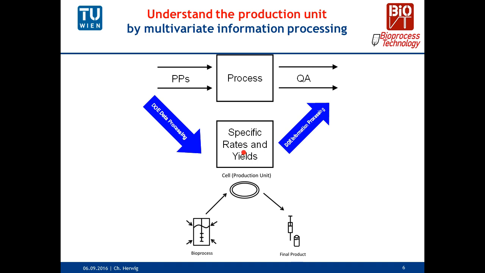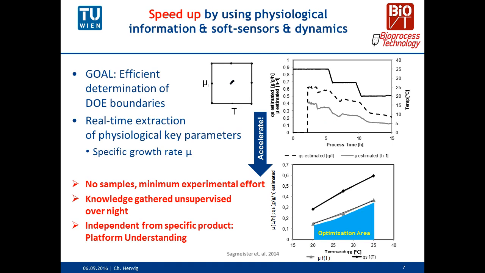approach to understand the relation between your physiological entity, your cell, and the quality attributes of your product, or also, of course, the productivity and the product titer. So we are going the bypass here, and I would like to show you a couple of examples why this is important. One very important element is to know what is, for example, the maximum specific growth rate, which you may have here depending on the temperature.